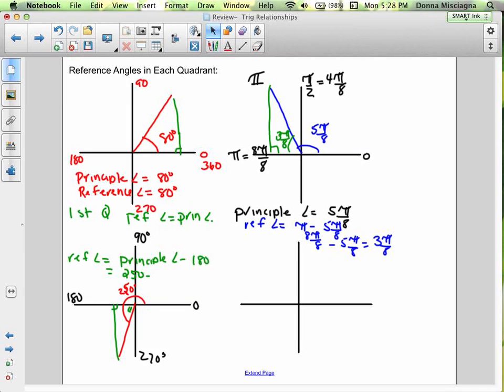I'll write that again. Oops, it's stuck. Now I'll erase it. So this was 250 degrees, and the reference angle would be 250 minus 180, which is 70 degrees.